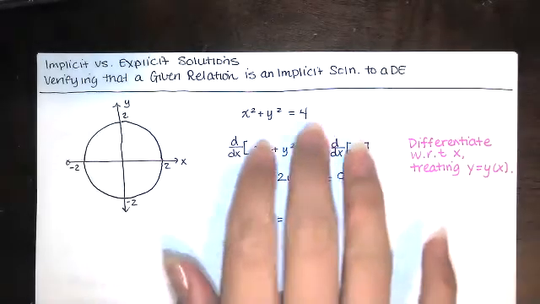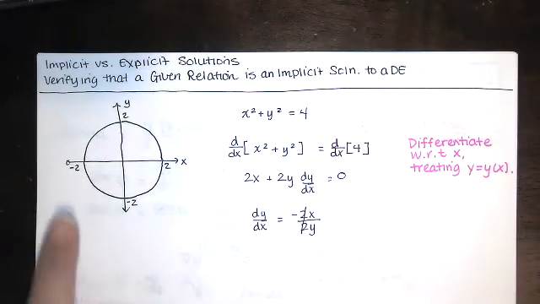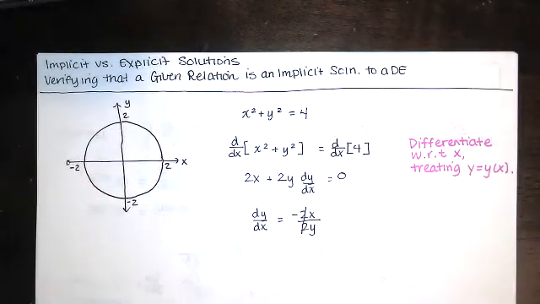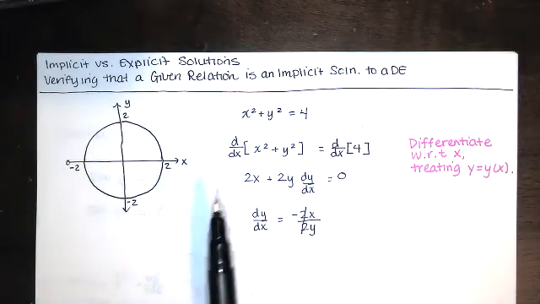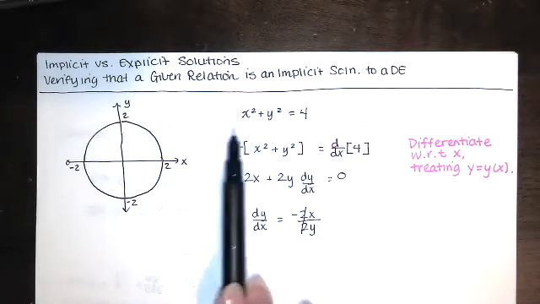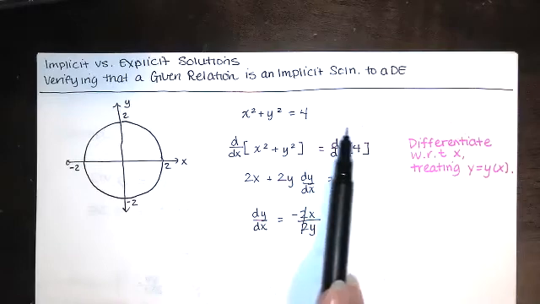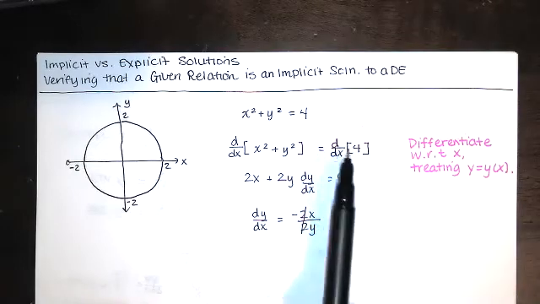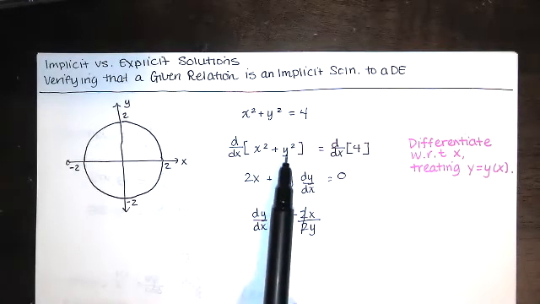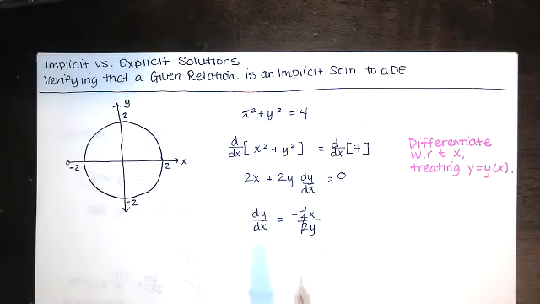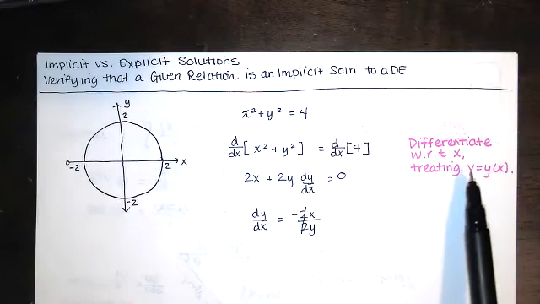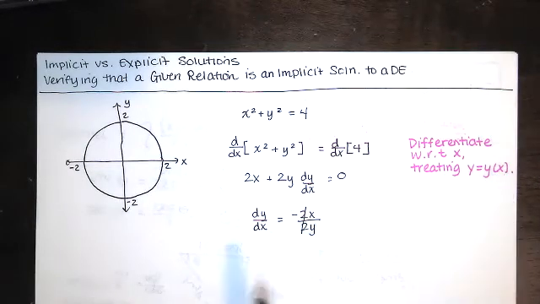If I have x squared plus y squared equals 4, that represents this relation. If I graph it in the xy plane, we have a circle centered at the origin with radius 2. Now if I take this relation and I differentiate implicitly with respect to x, I'm differentiating this side with respect to x and differentiating this side with respect to x, and I'm treating y as a function of x the whole time. That WRT there just means with respect to, and we're treating y as a function of x.